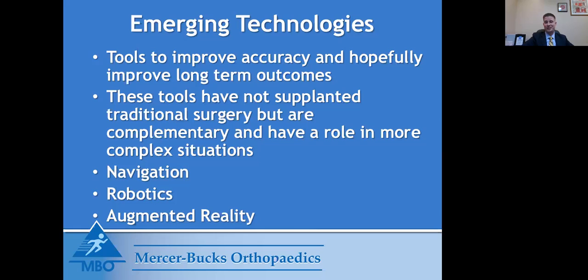At this time, these tools have not supplanted the traditional means of doing surgery and have a more complementary role in particularly complex cases. Their role has not been clearly defined in routine situations or more or less complex situations as far as what their long-term benefit is.